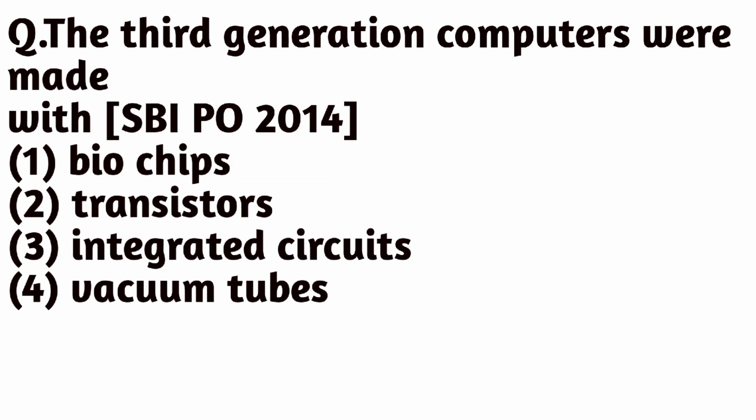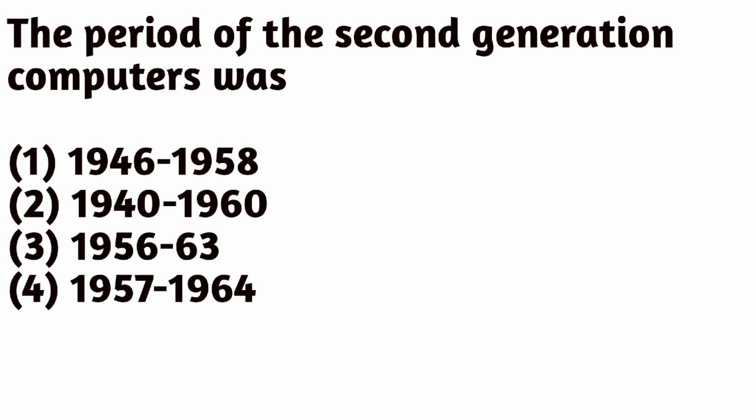The third generation computers were made with option 1 biochips, 2 transistors, option 3 integrated circuits and 4 vacuum tubes. The correct answer is option 3 integrated circuits.